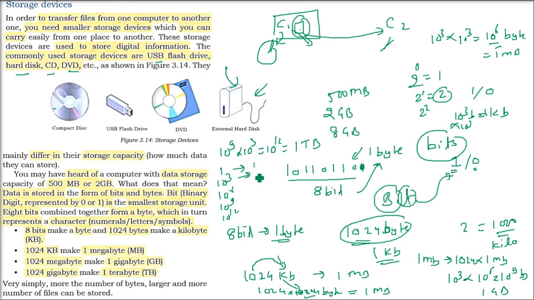This is 1 byte, this is 1 kilobyte, 10 to the power 6 is 1 megabyte, 10 to the power 9 is gigabyte, 10 to the power 12 is a terabyte. This B has to be capital. See, byte is always capital. MB: small b is for bit, capital B is for byte. So gigabyte, we are writing capital G and capital B.